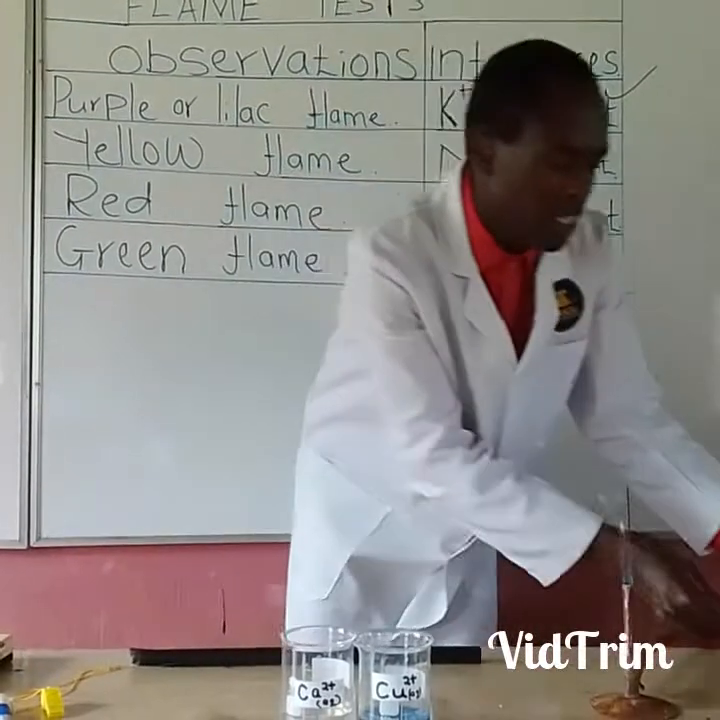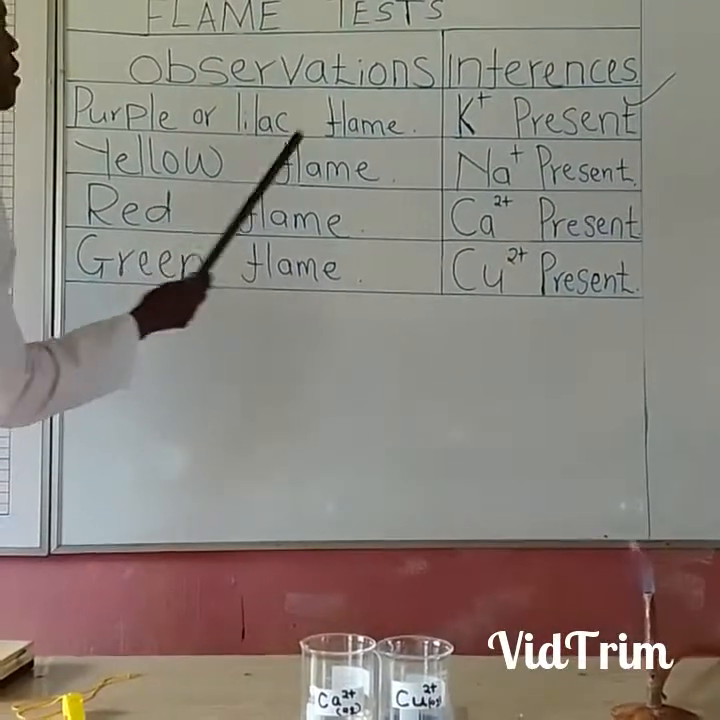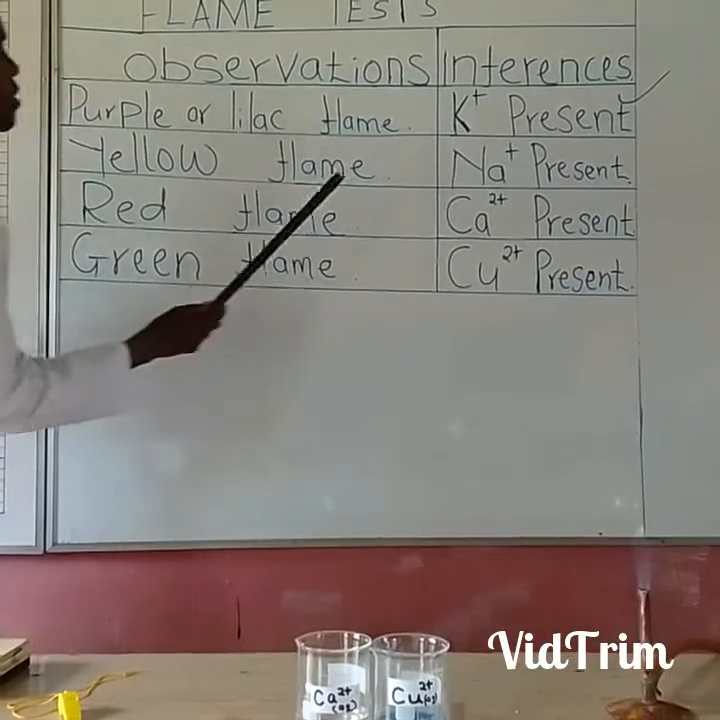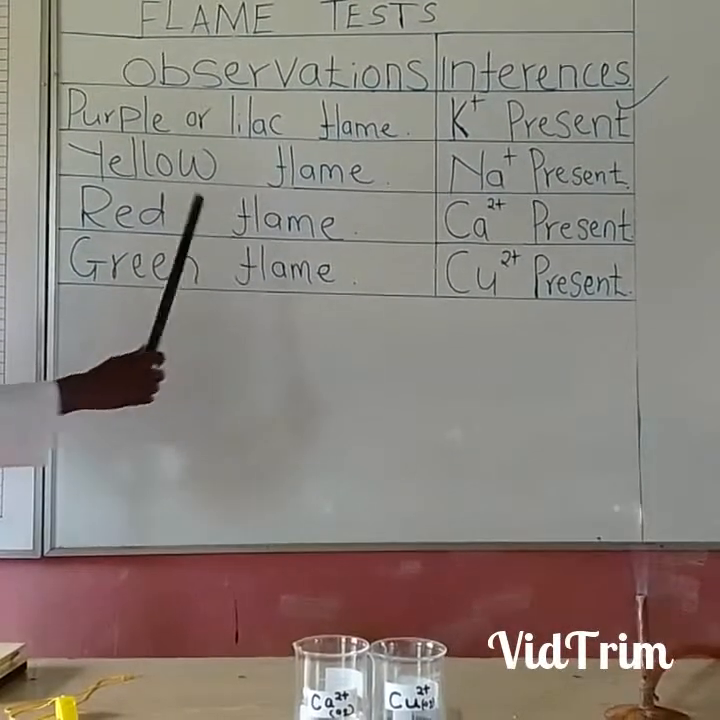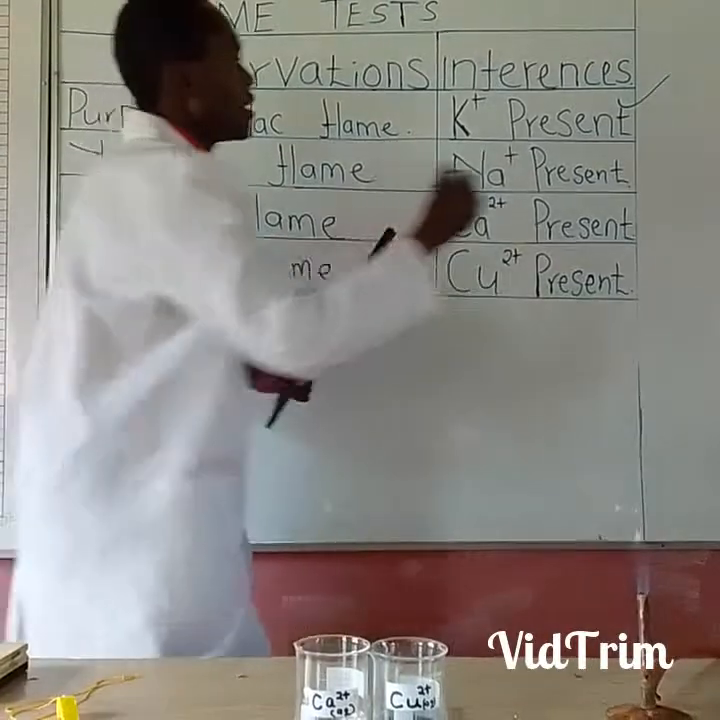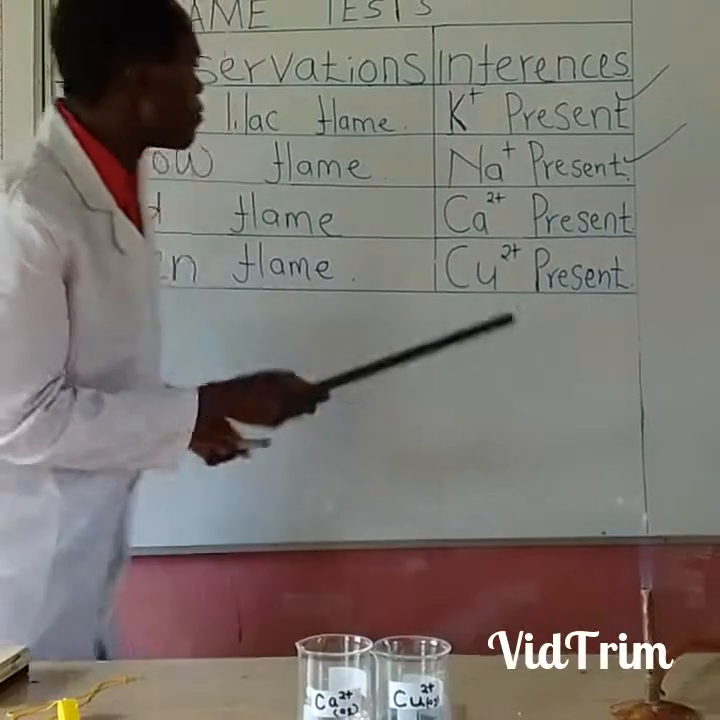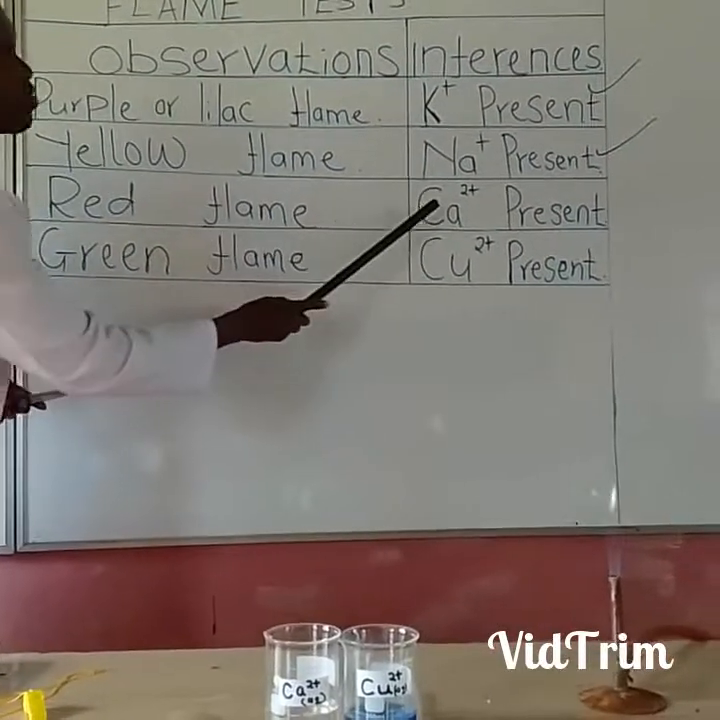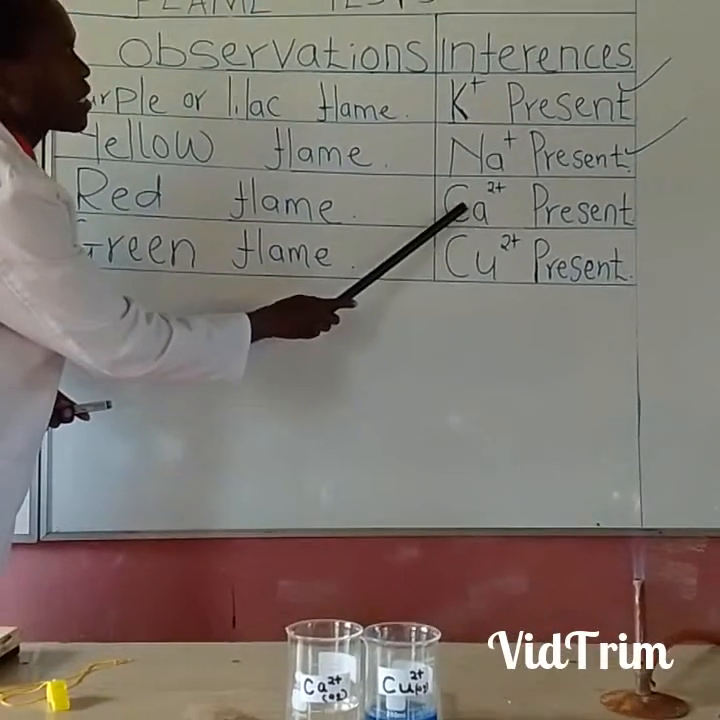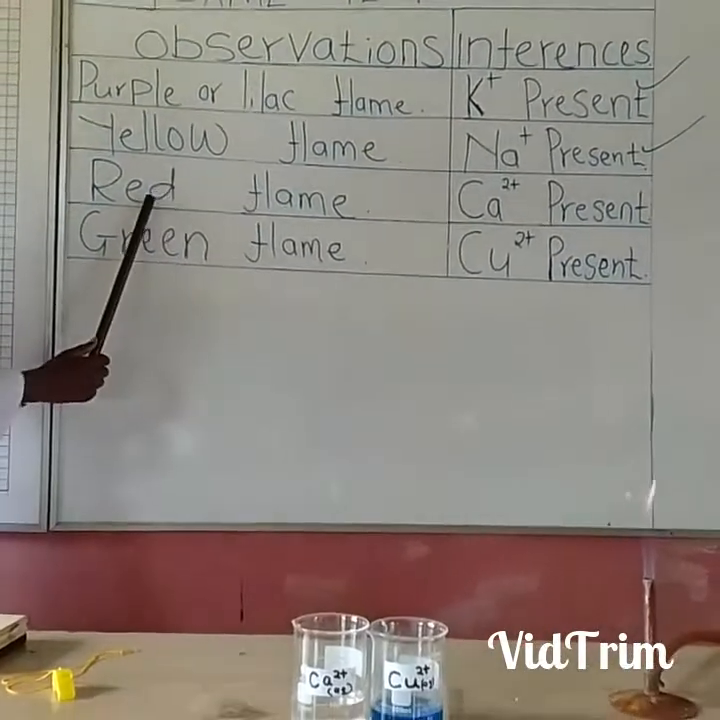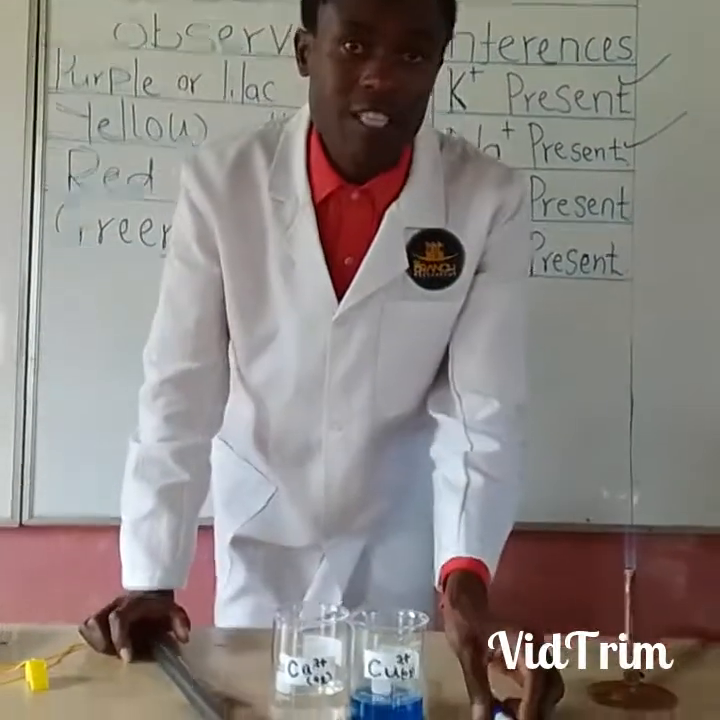So I put aside. Then we have found out that for a solution containing sodium ions, you will observe a yellow flame, and that one you have seen. So I put a tick. Then we move on to a solution containing calcium ions. For calcium ions, we expect to see a red flame. Let us see if that is the case.